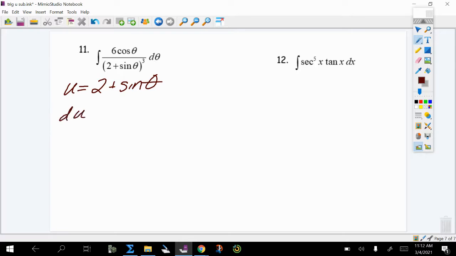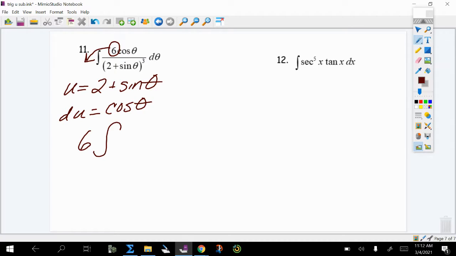If you don't like thetas, you can write it as x. And then the derivative of that is cosine theta. Derivative of 2 is 0. Now you'll notice this 6, I don't really need it. It's not part of my du. So to kind of get it out of my way, it is perfectly legal to just bring it to the front of the integral.